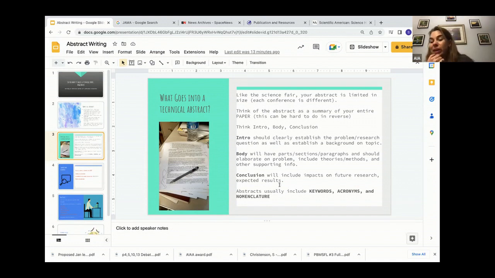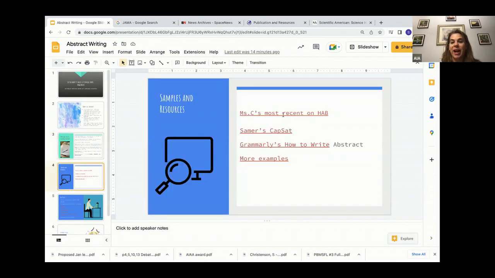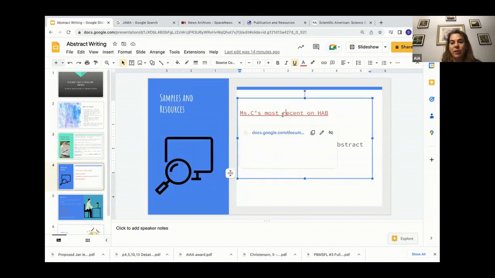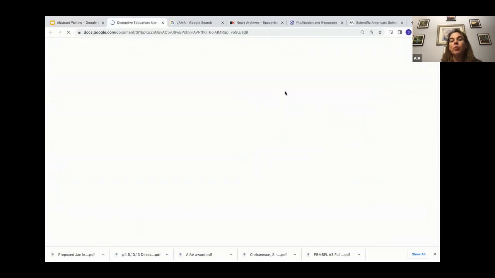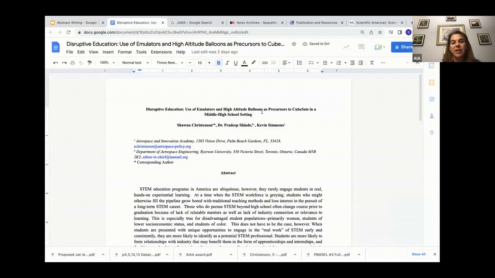And nomenclature really comes down to oftentimes symbols or formulas. So if you are doing a technical paper where you have any kind of math associated with it or laws, you have to include those in there for your reader to see as well. And this will make a lot more sense when you see some examples here, which is where we are now. Let's see if this will open. This will be fun. So this is my most recent abstract that I did with Dr.